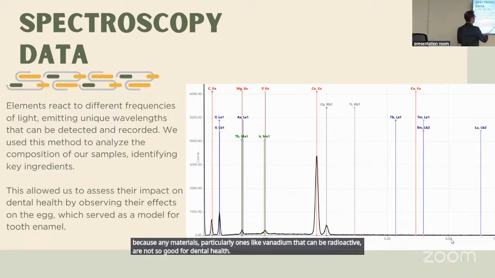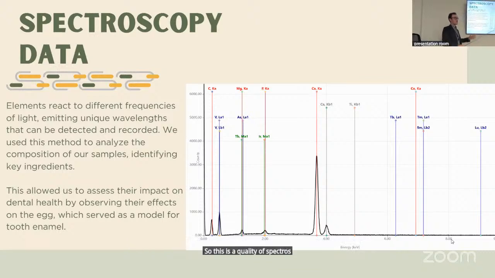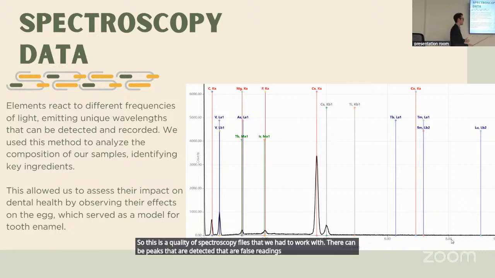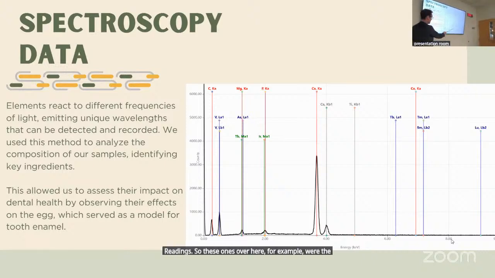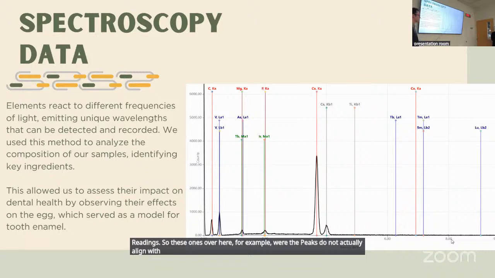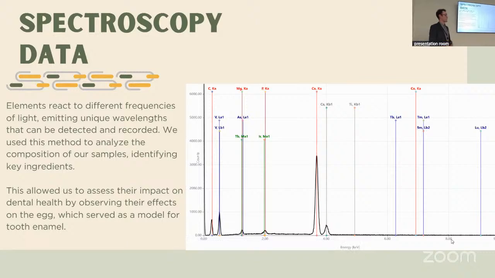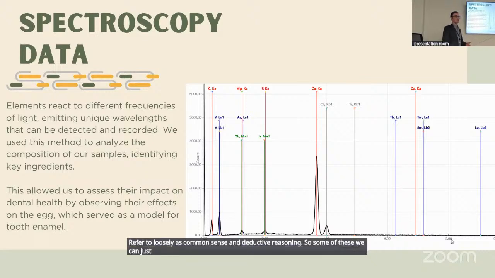So this is a quality of spectroscopy files that we had to work with. There can be peaks that are detected that are false readings or misleading readings. These ones over here, for example, where the peaks do not actually align with a rise in detection, means that it's likely a false reading. That was part of our analytical process we had to go through, which I'd like to refer to loosely as common sense and deductive reasoning. Some of these we can just right away go and say, obviously that's not an element present in the sample, such as vanadium. So that's not going to be there.